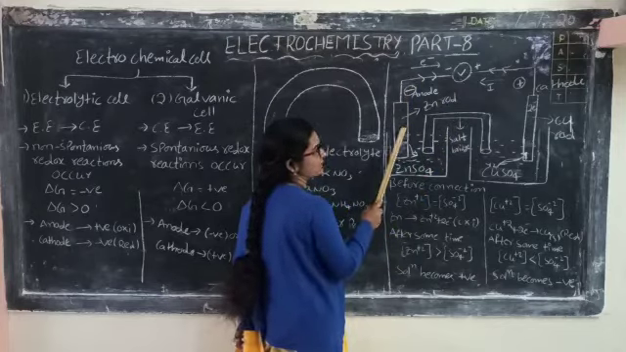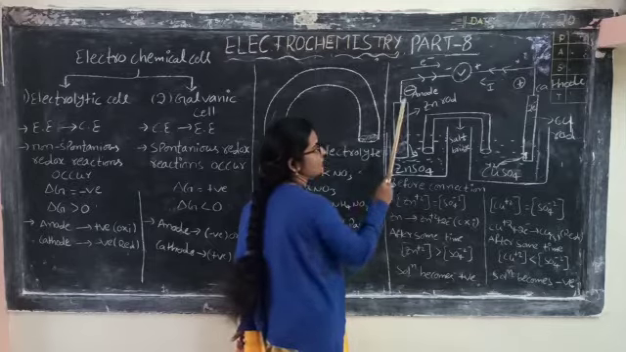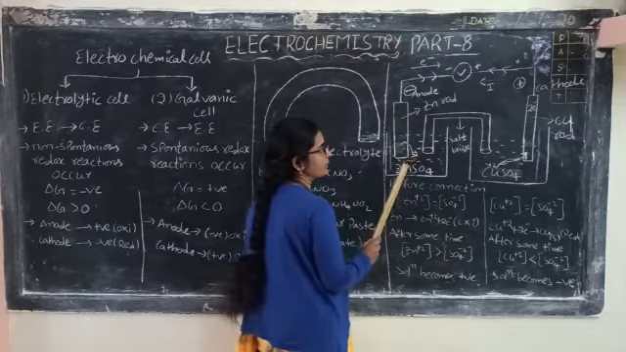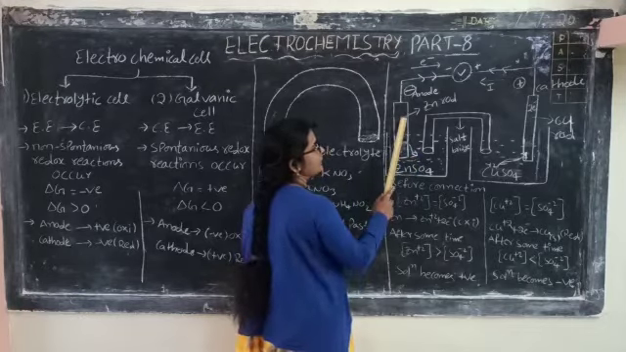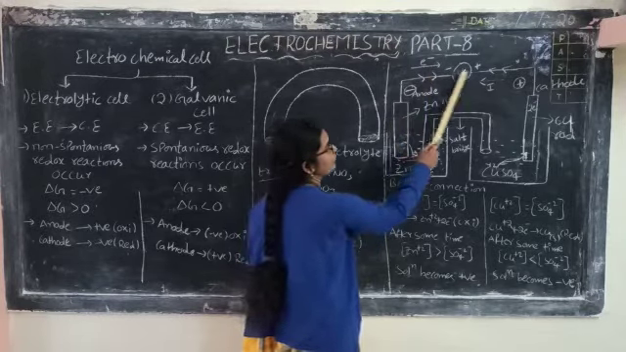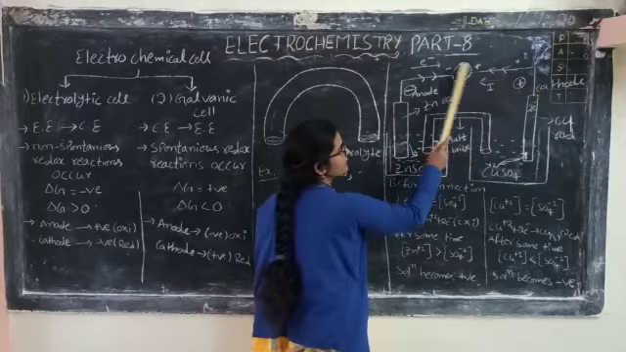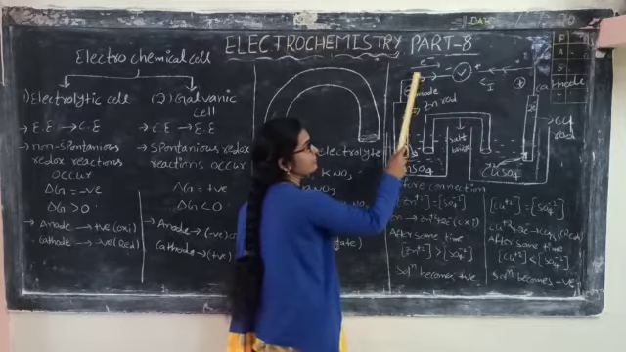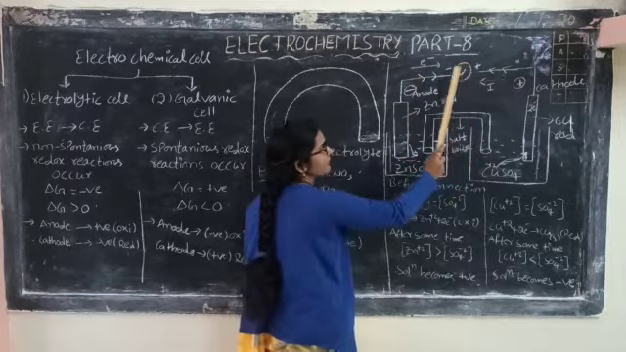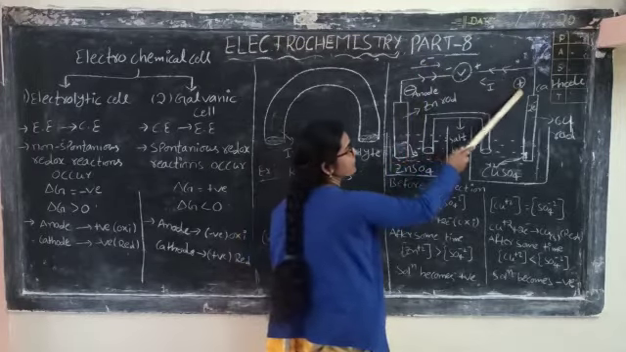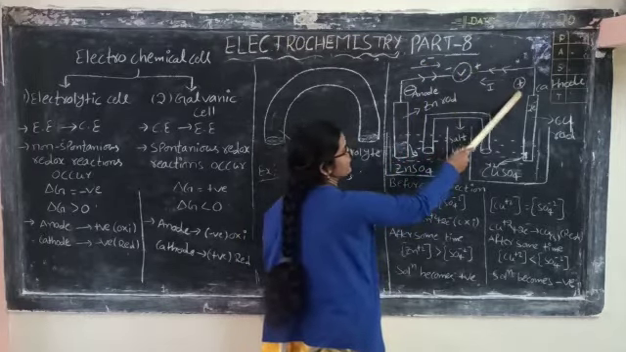lost its mass. That is nothing but it lost electrons. These lost electrons, and Zn+2 ions are going into the solution. Then the two electrons are moving towards the cathode side. The electrons are moving towards the cathode side. We know electrons have a negative charge, that's why they are moving to the positive side, that is nothing but the cathode.